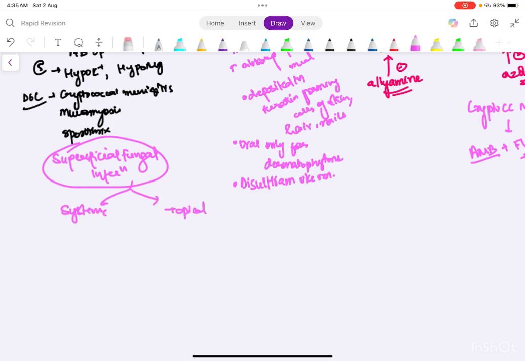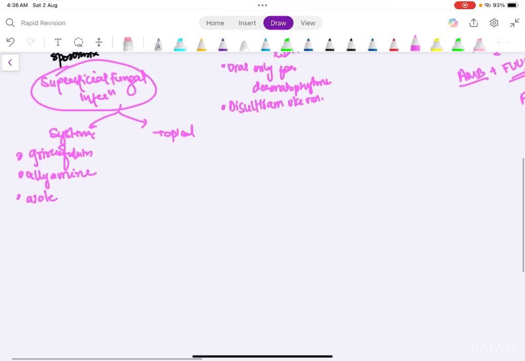Now in systemic, as I told, we can give griseofulvin, allylamines which inhibit squalene epoxidase, then azoles which inhibit 14 alpha demethylase. In topical, we can give imidazoles. Then we can give polyenes, that is nystatin, natamycin, and so on.